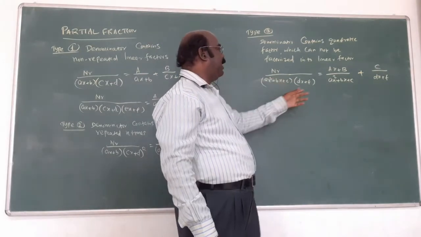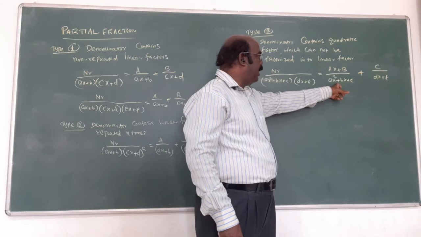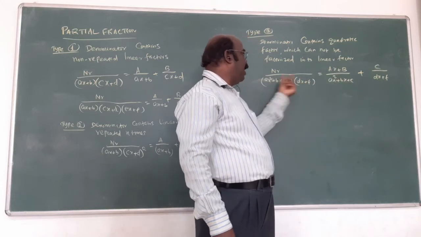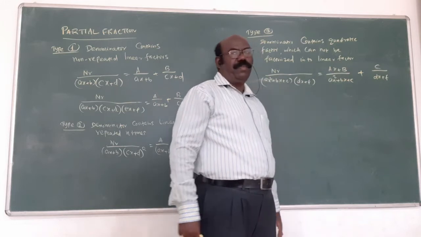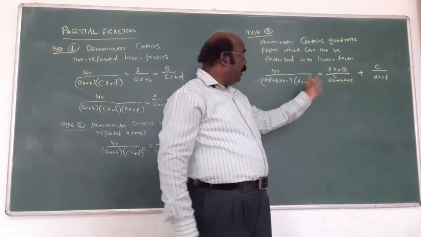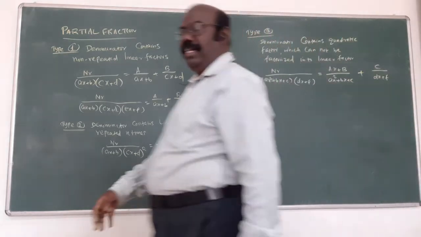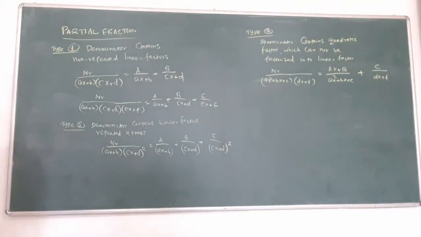That's why your answer is (Ax+B) by the quadratic factor in the denominator, plus C by the linear factor. Above the quadratic factor, Ax+B will come, not only A. Ax+B will come. Third, the linear factor has only C over the next factor, dx+f. In this way you split. Afterwards, take LCM, find the values of A, B, C, and you get the answer.